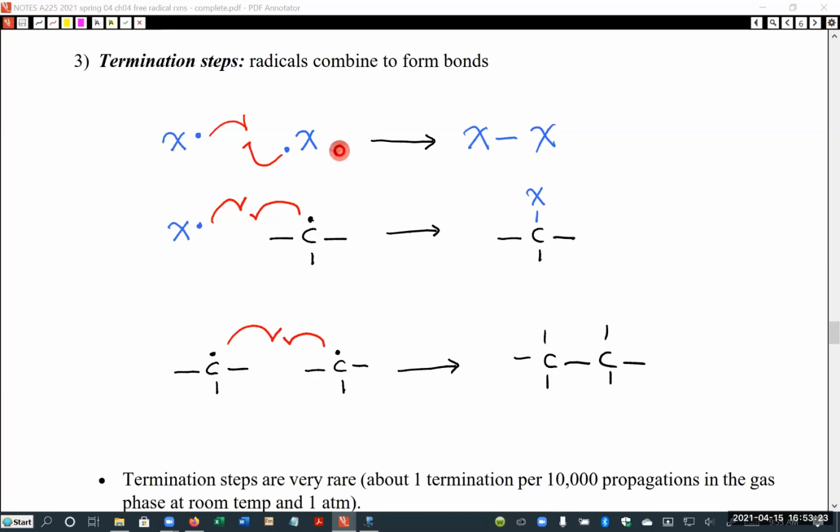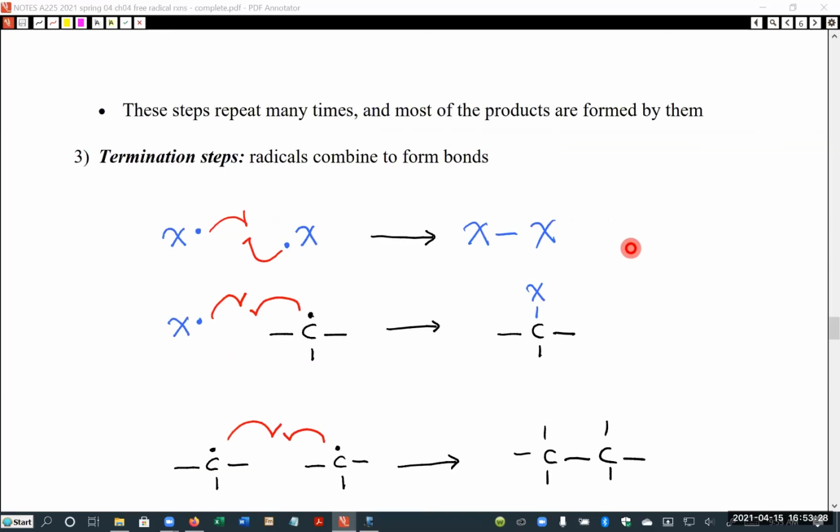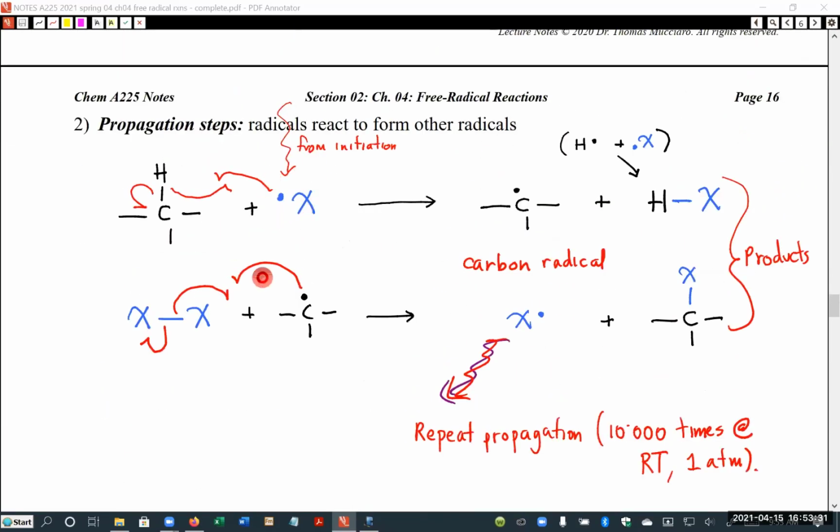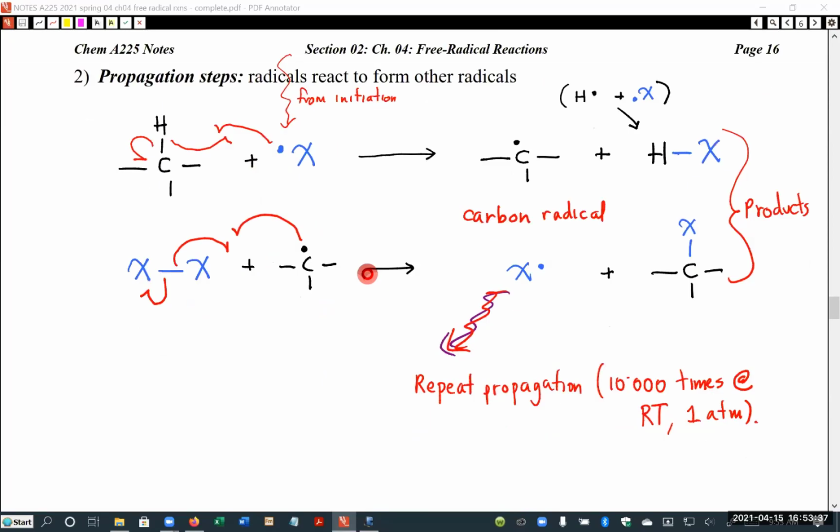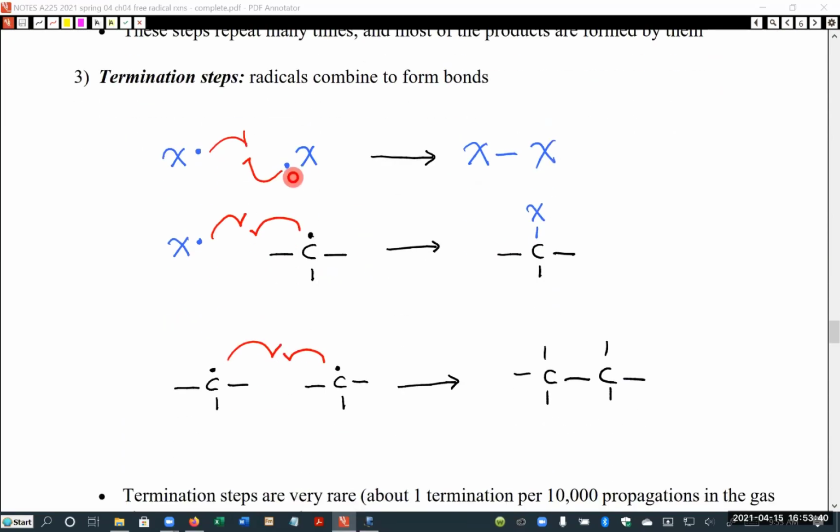At any rate, to figure out what the termination steps would be, we go up to our propagation and find all the radicals in our propagation. So we have a halogen radical and we have a carbon radical. We then imagine those combining in all possible combinations: a halogen with another halogen, a halogen with a carbon, a carbon with a carbon. These would be the termination steps. The book also talks about termination steps on the walls of the apparatus, which certainly is possible, but generally we ignore those.